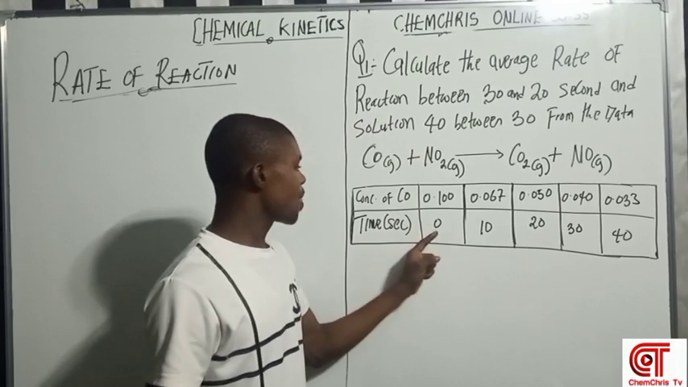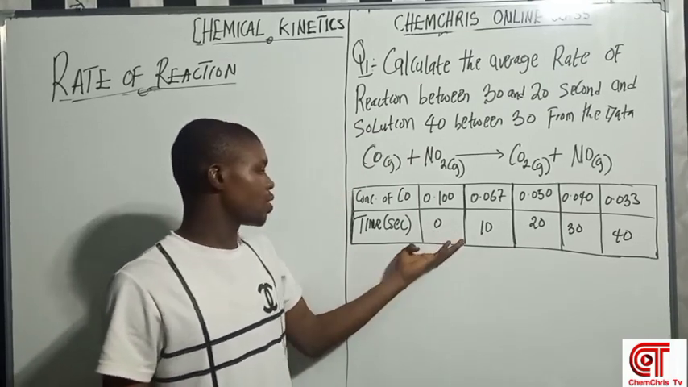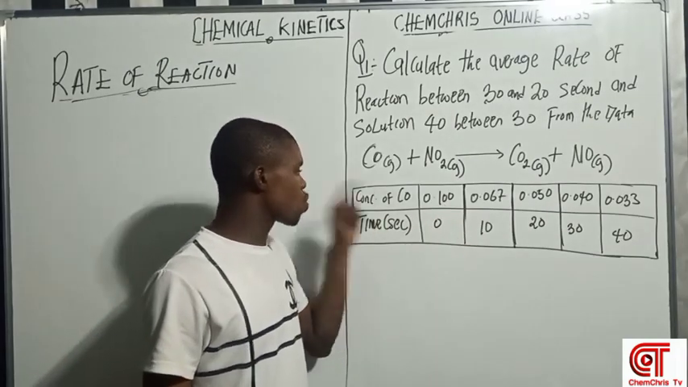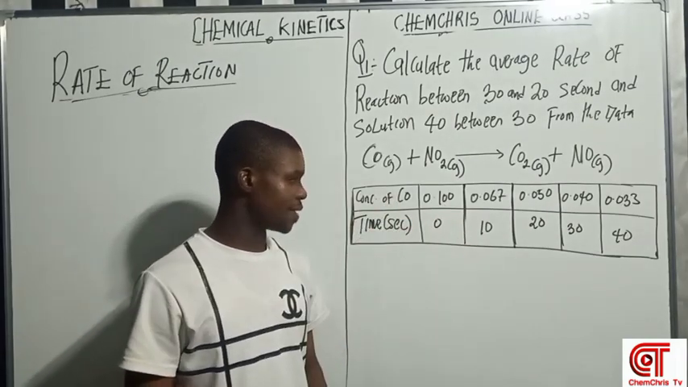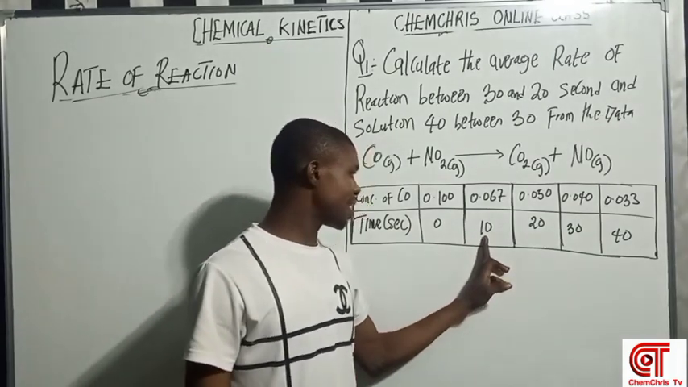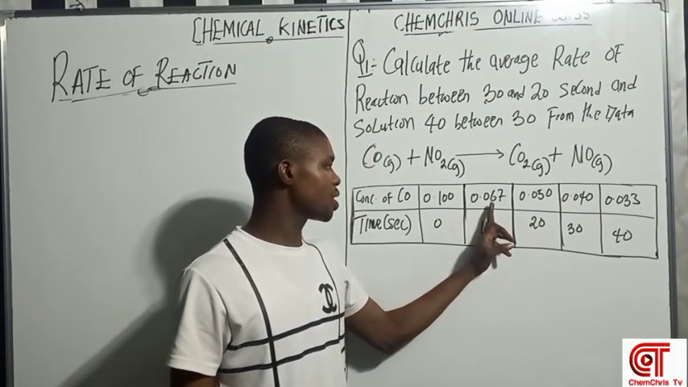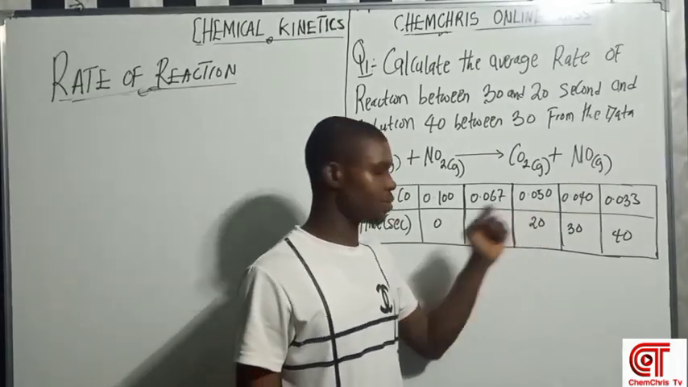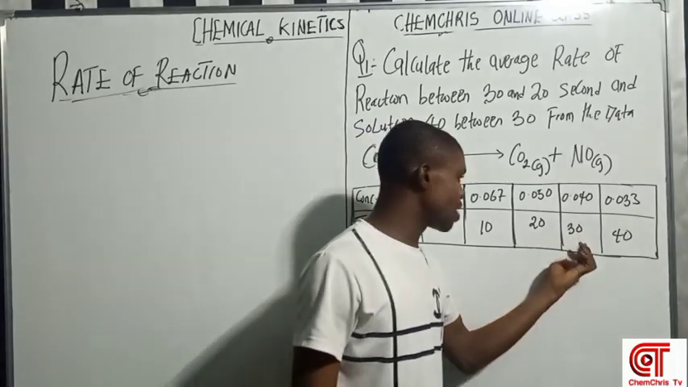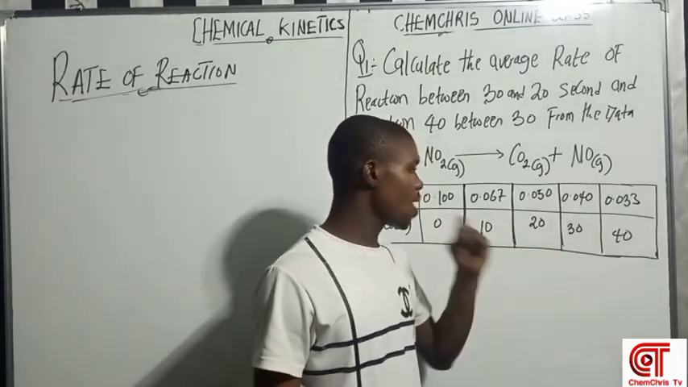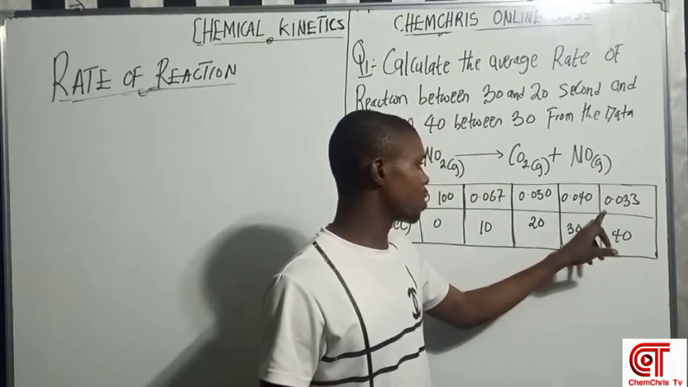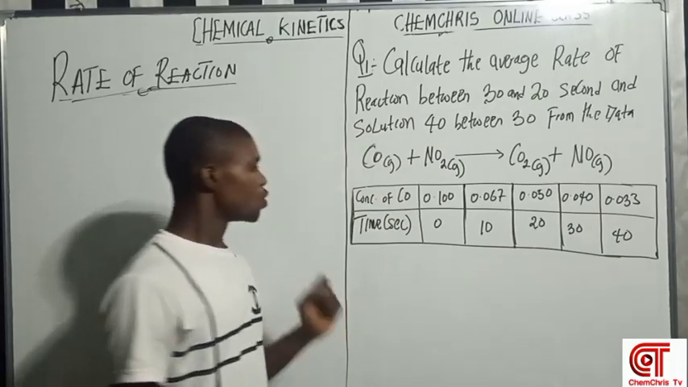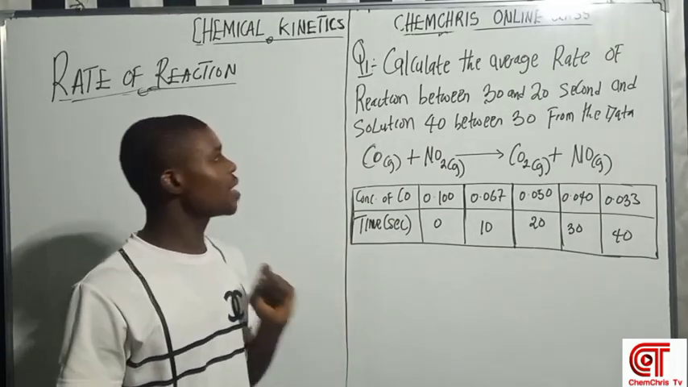At the initial time, 0 seconds, when the reaction has not occurred, we have 0.100 concentration of carbon monoxide. At 10 seconds, it has reduced to 0.067, then at 20 seconds to 0.050. At 30 seconds, it has reduced to 0.040, and at 40 seconds, to 0.0333. So now they're asking for the average rate.